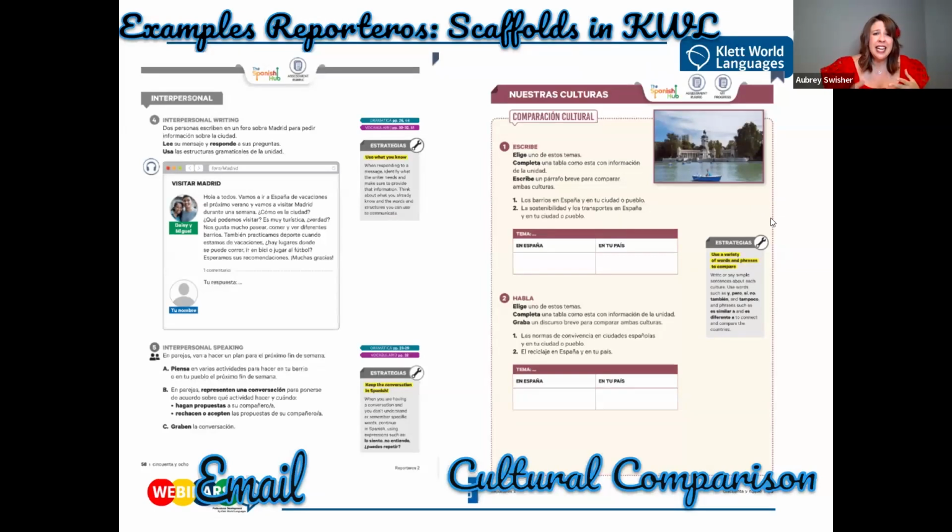But the students, again, have the strategies on the side. They have the instructions. And it's a shorter message that they're responding to. Cultural comparison. Again, we have Nuestras Culturas. You can see that they get to choose. They have choice. They get to complete the table beforehand, write a paragraph in order to compare and contrast. And then there's also a speaking step or speaking option. Go ahead and keep rolling.